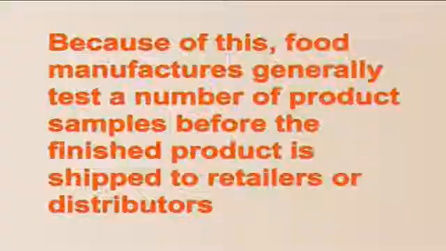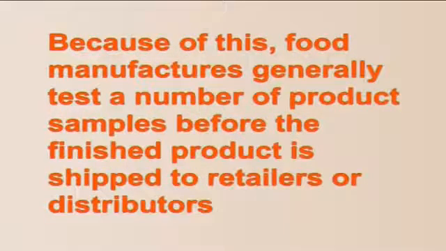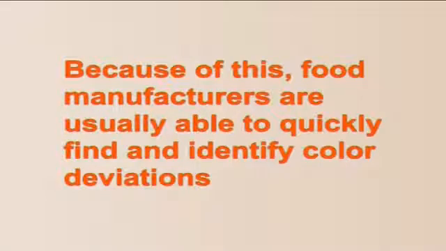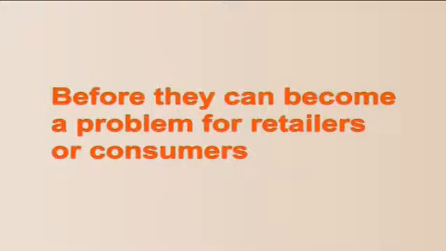If they are exposed to either oxygen or light for too long or accidentally mixed with other dyes, even small deviations in dye color can cause big changes in the color of the end products. Because of this, food manufacturers generally test a number of product samples before the finished product is shipped to retailers or distributors. Regardless of the color being used in food, any federally approved dye will have known quantifiable values. Because of this, food manufacturers are usually able to quickly find and identify color deviations before they can become a problem for retailers or consumers.